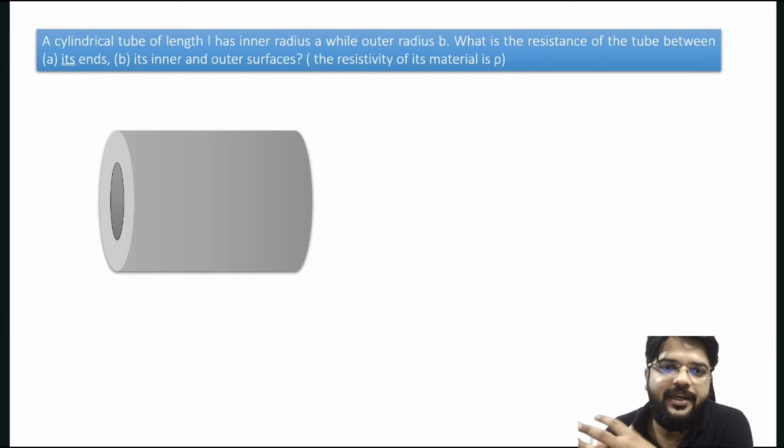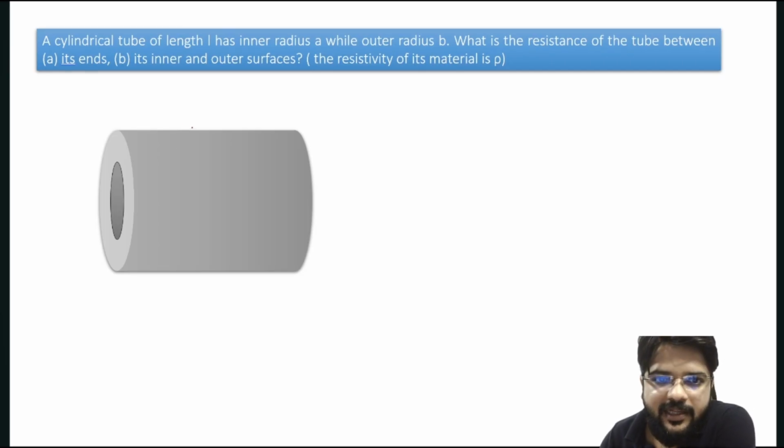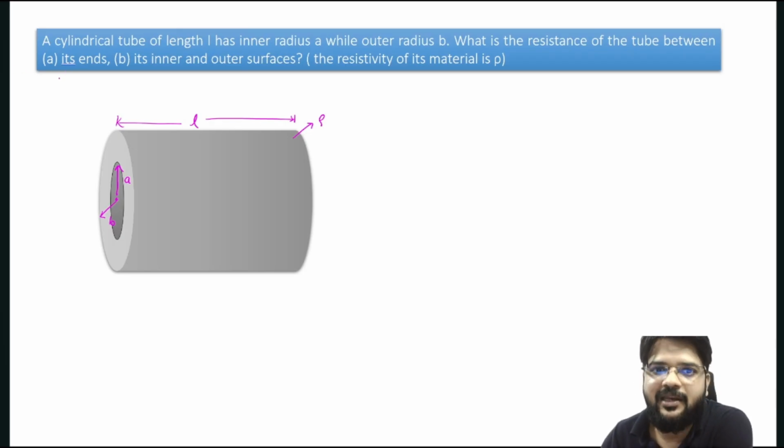Let's see the next question. A cylindrical tube of length L has inner radius A while outer radius B. What is the resistance of the tube between its ends, and between its inner and outer surface? The resistivity of the material is rho. So let's see what is happening in this question. Here we have one cylinder. The length of the cylinder is L, and the inner and outer radius of the cylinder are given as A and B. The inner radius is A and the outer radius is B, and the resistivity is rho. So we want the resistance across its ends and between the inner and outer surface.